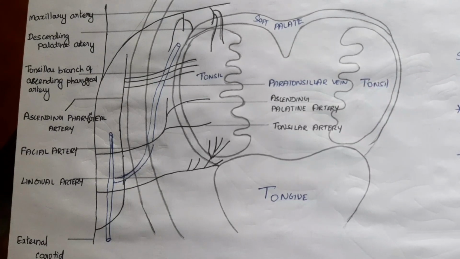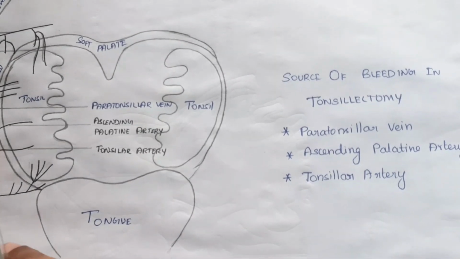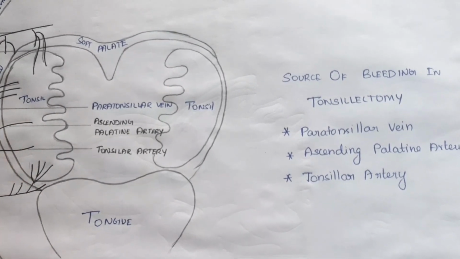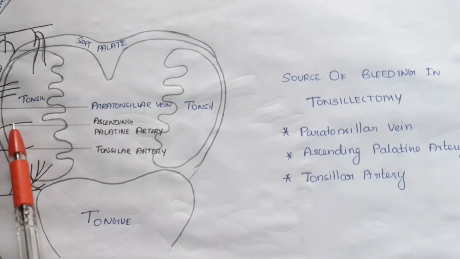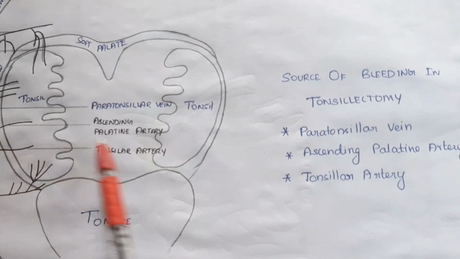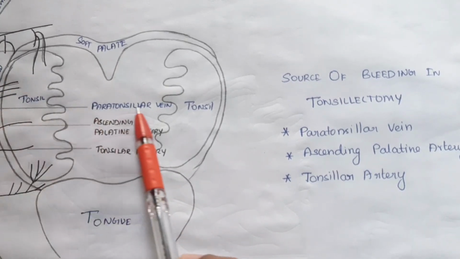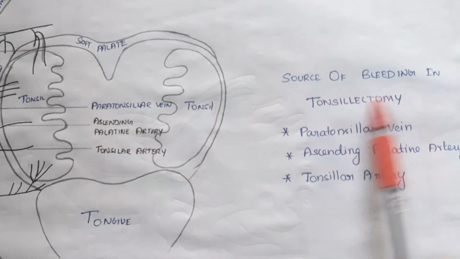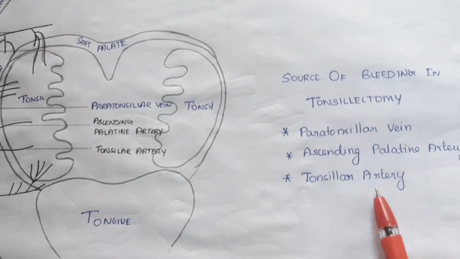So the tonsils are two round fleshy masses in the back of your throat. Tonsillectomy is a surgery to remove the tonsils, and today it is usually performed for sleep disordered breathing but may still be the treatment when tonsillitis occurs frequently or does not respond to other treatment. And the main sources of bleeding in tonsillectomy are the paratonsillar vein, ascending palatine artery and the tonsillar artery.